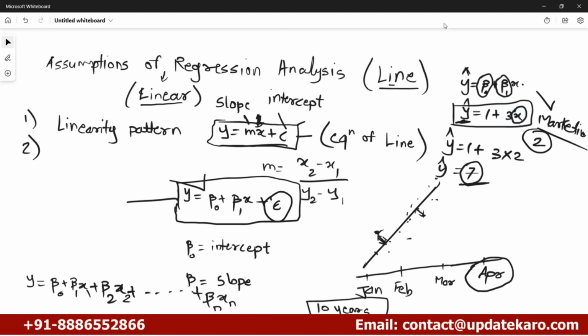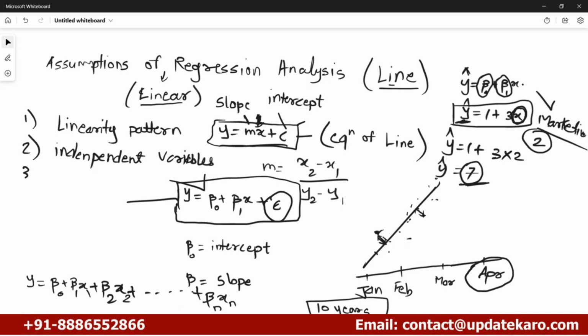Now what about next? I is nothing but our independent variables. These variables should be independently distributed. Independent variables will be there, right?